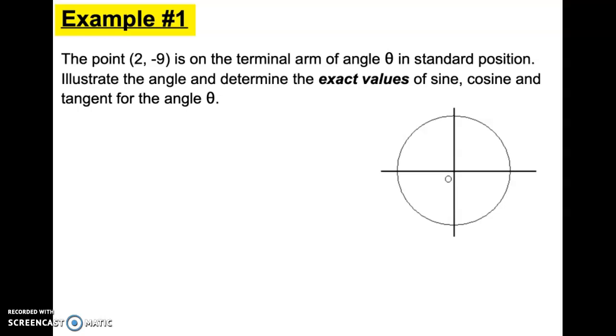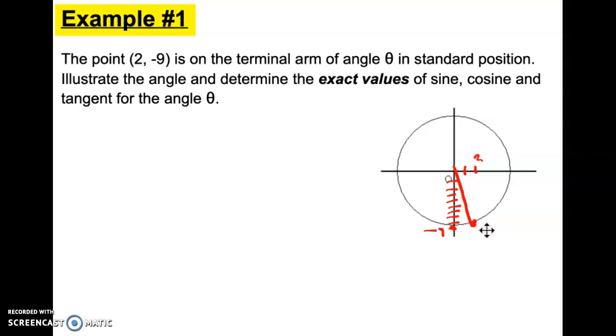Example 1: we are given the point (2, -9), and it is on the terminal arm of an angle theta in standard position. Illustrate the angle and determine the exact values of sine, cosine, and tangent for the angle theta. First, we're going to plot the point (2, -9). So there's negative 9 there, and the point (2, -9) would be about here.